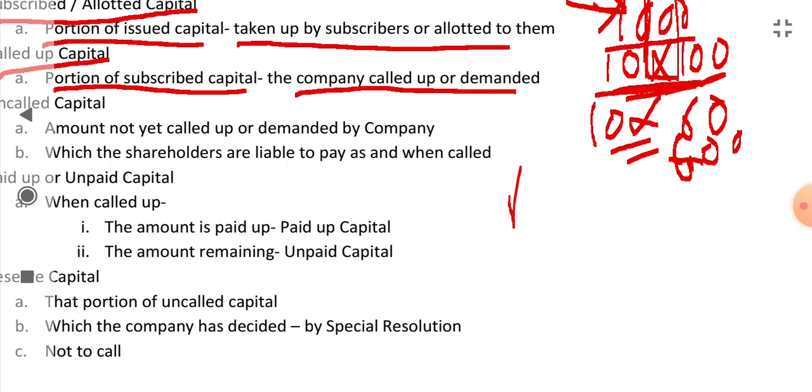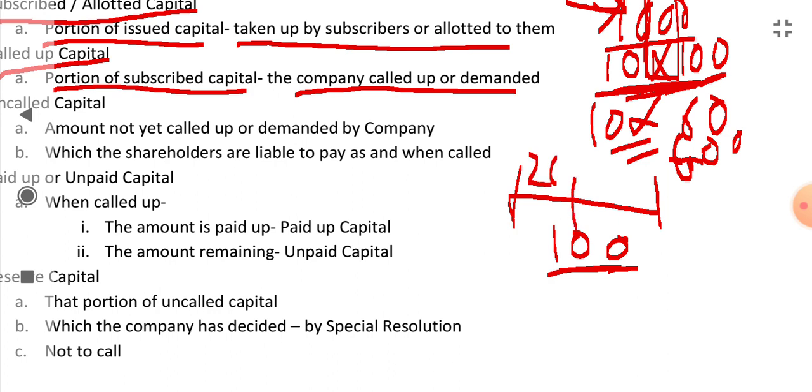Suppose there is a share whose value is 100 rupees. The subscriber has subscribed for a 100 rupee share, but the company has called or demanded only 20 rupees. Out of the 100 rupees, it is not asking for the whole 100 rupees, it is only asking for 20 rupees. So this 20 rupees will be called called up capital.